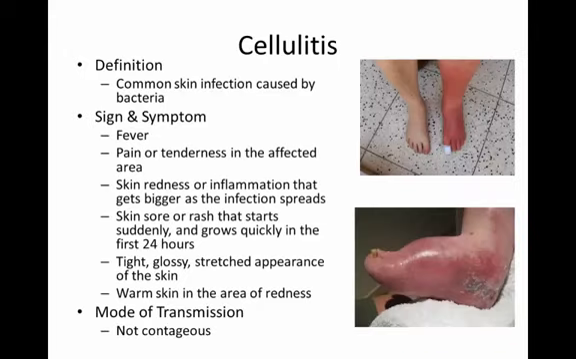Cellulitis is a common skin infection caused by bacteria. Signs and symptoms include fever, pain or tenderness in the affected area, skin redness or inflammation that gets bigger as the infection spreads, skin sores or rash that grows quickly or suddenly in the first 24 hours, tight, glossy, stretched appearance of the skin, and warm skin in the area of redness.